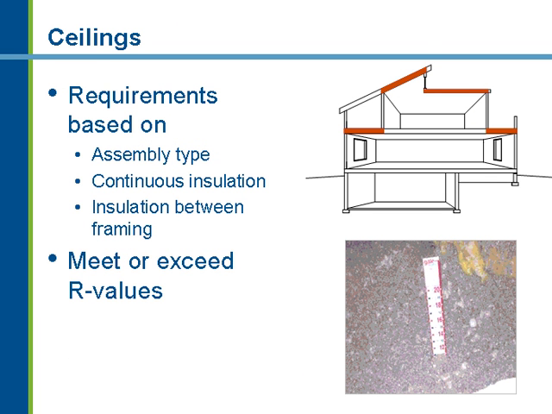Moving on to ceilings, the requirements differ by assembly type, meaning a ceiling underneath an attic has different requirements than a cathedralized ceiling, for example, a sloped ceiling right underneath the roof. We speak about the continuous insulation versus insulation between the framing. If you're using the R value table for compliance, those two are considered to be identical. You simply add the R value that's between your ceiling joists to any R value that completely covers your ceiling joists to get your total thickness, and that's what you base requirements on.